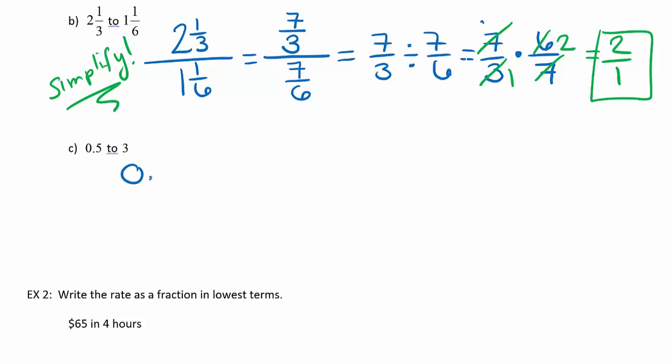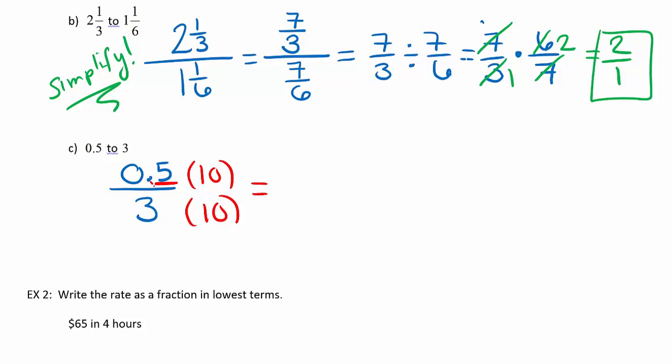Okay, same idea if we have decimals. I can write this as the ratio of 0.5 to 3. But we also need to simplify this one. You don't want to have decimals within fractions. And so the way to do it is I have a digit in the tenths place. And so to clear that decimal, I'm going to multiply by 10. And I have to do that to both the top and the bottom.